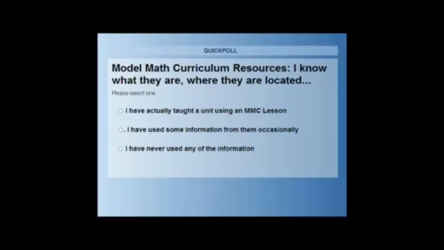The first question is, I know what they are, where they can be found, and I've actually taught a unit using an MMC lesson. The second response is I've used some information from them occasionally. And the third one is I've never used any of that information. If you could just select the one that best describes you. And we'll move to the second poll after we tally the responses here.